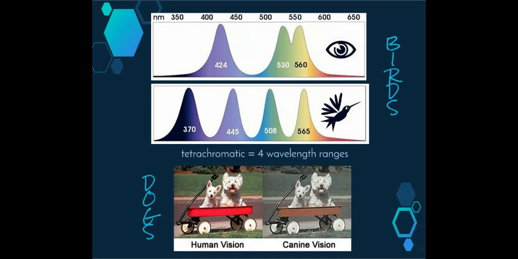And lastly, dogs do not detect colours the same way that we do. Their eyes do not contain as wide a variety of photoreceptors as ours, so they see colours in a much more muted way, as we can see in this picture.